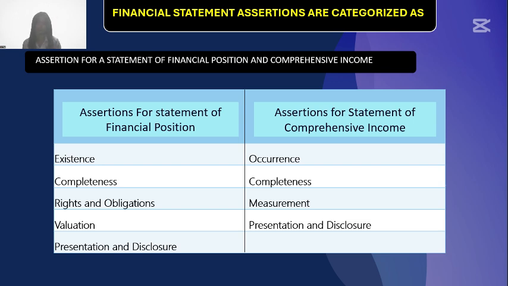First, we have completeness. These assertions ensure all assets, liabilities, and equity that should be recorded are actually included in the financial statement. For example, auditors verify that all liabilities such as loans and accounts payable are recorded in the balance sheet. This is critical because omissions could mislead stakeholders about the company's financial position. Auditors often check documents like supplier invoices or contracts to ensure all relevant items are captured. Moving on to the second one, this assertion confirms that the items recorded in the financial position actually exist.